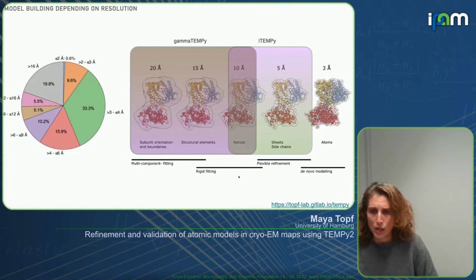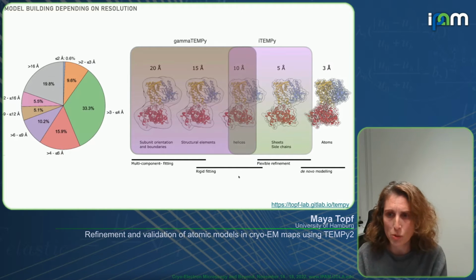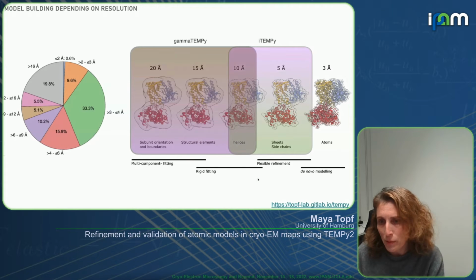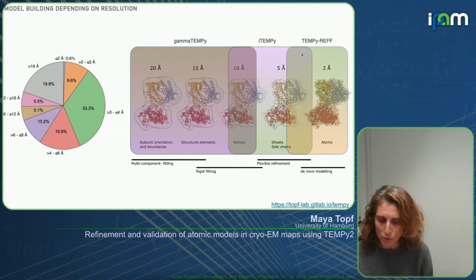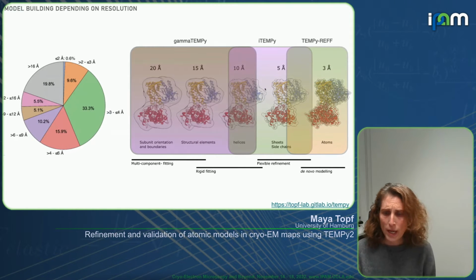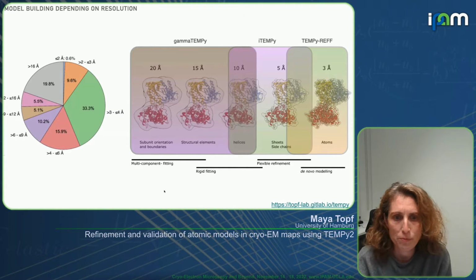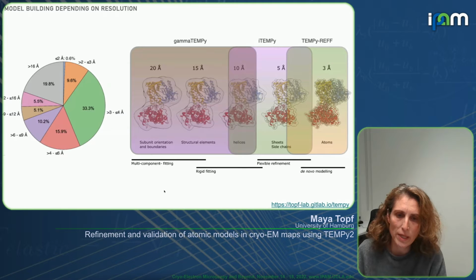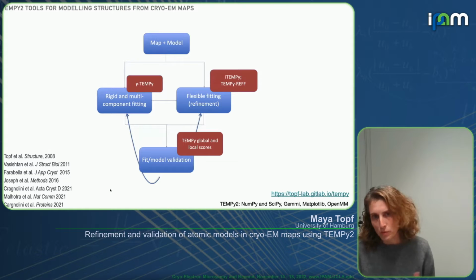And as we go into the more medium resolution range, we have a tool that we recently developed called iTEMPy, that works together with ChimeraX. And finally, when we get to even higher resolution, we have our TEMPy-Ref software, where we can also calculate B factors. So I'm going to walk you through the possibilities that we have with our software now, and I'll start with talking about TEMPy in general.